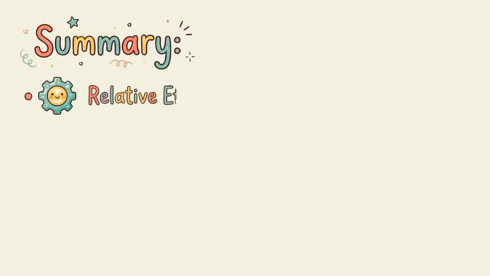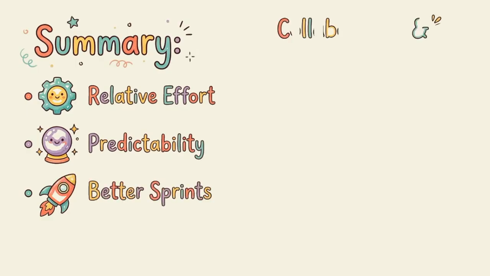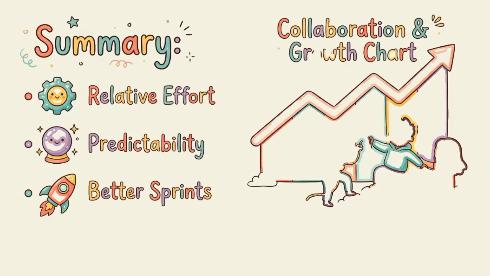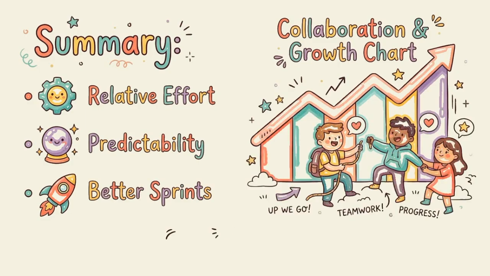To summarize, story points help Scrum teams estimate effort relatively, improve predictability, and plan better sprints. When teams collaborate, compare consistently, and learn over time, estimations become easier and more accurate.